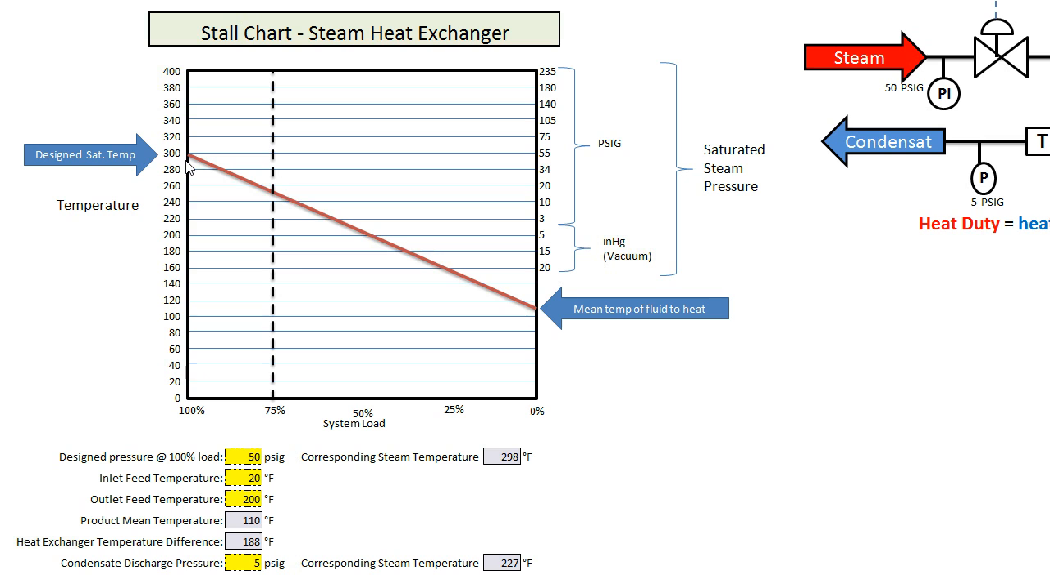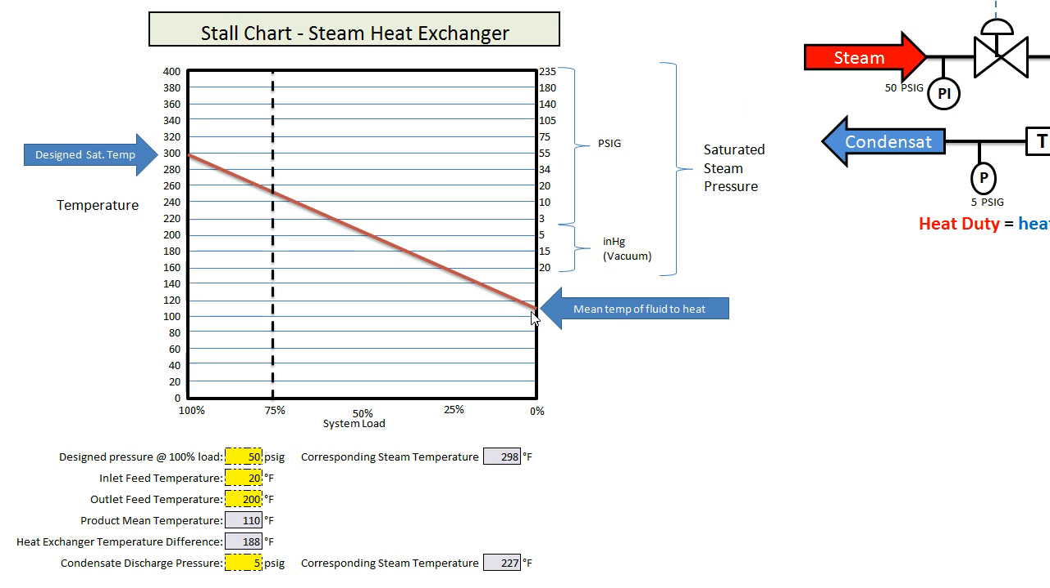But your actual load is 75% of your design load. So you oversized your heat exchanger and you're going to run at a lower load. What would your pressure be in that heat exchanger? Well, of course, you just use a stall chart. And it's very nice because it correlates temperature versus PSIG of steam.